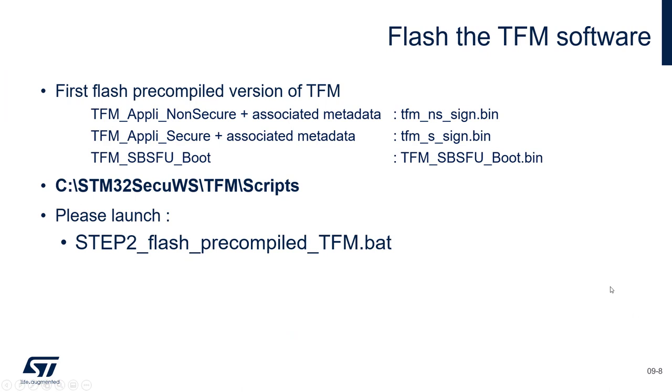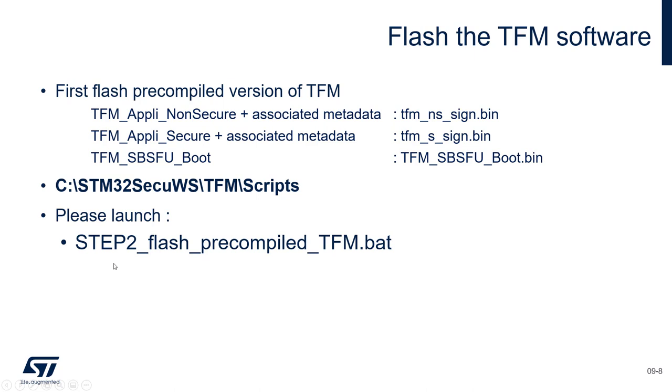So the next step, we need to flash them. We have three binaries to flash: the TFM application non-secure plus its metadata, mainly the signatures, the same thing for the secure application, and the SBSFU boot. You can wonder why this order, and in fact, it is the opposite order of execution. That means when I reset, I will boot on SBSFU boot, which will launch the TFM application secure, which will launch the application non-secure. So it's a good way of working to flash them in this order. That way you ensure that when you boot with the TFM SBSFU boot, all the rest of the application is there.